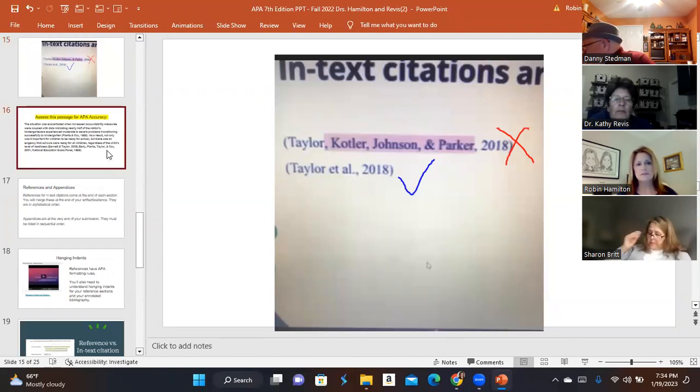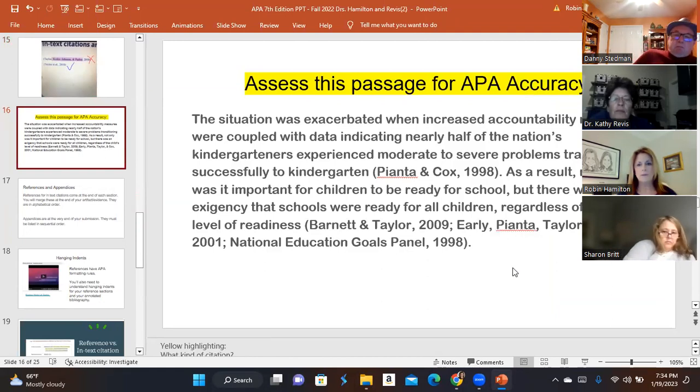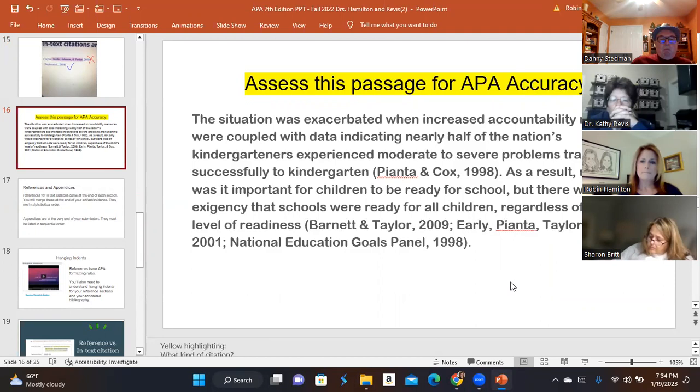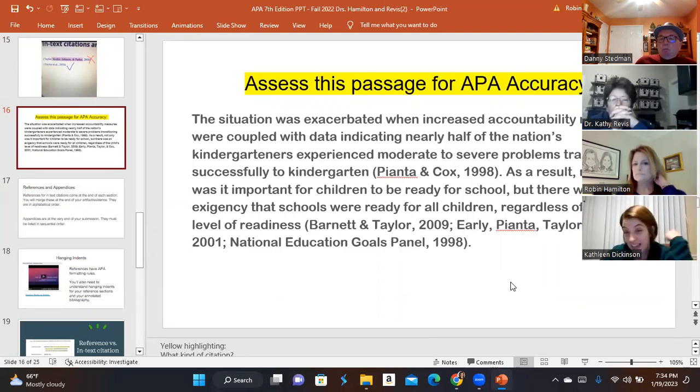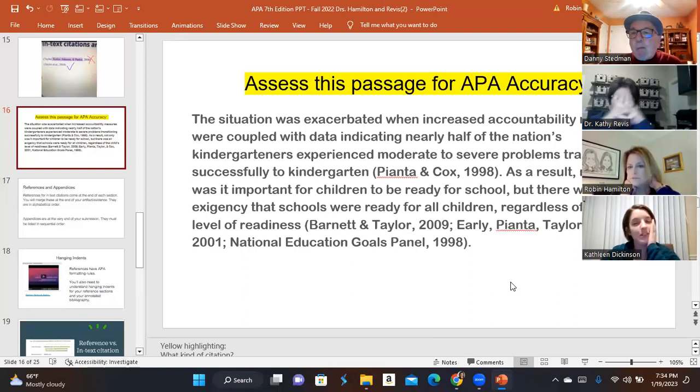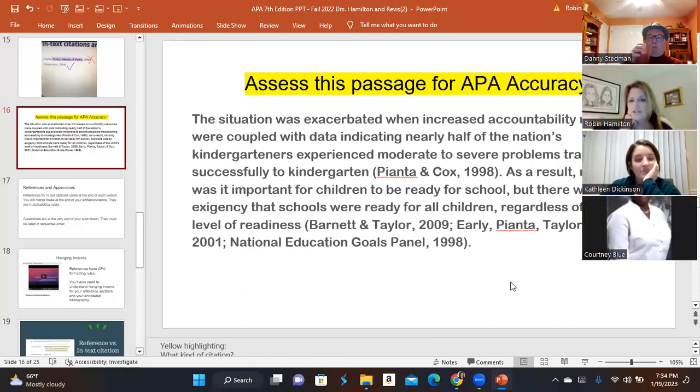All right, so here comes another analysis for you. Let's look at this and unmute if you see something you think should change. Early, Pianta, Taylor, and Cox. That's too many people. Just put et al. That's right. So that should say Early et al., period, comma, 2001. Correct.